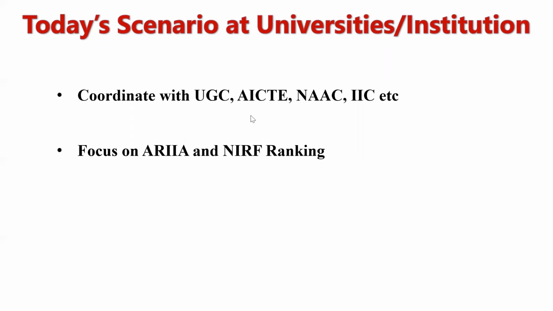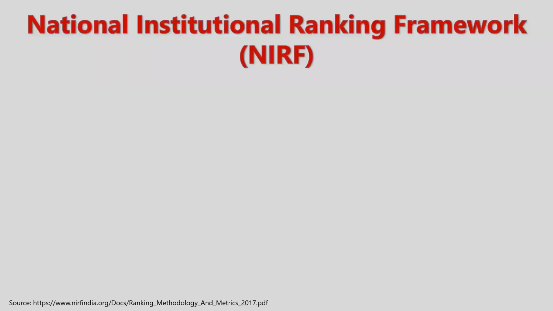The universities and institutions have to coordinate with these agencies, and now there is also a competition. So there are two things that we are concentrating on. One is called ARIIA and another is NIRF. These two schemes are actually deciding the rank of the institution, university or college.